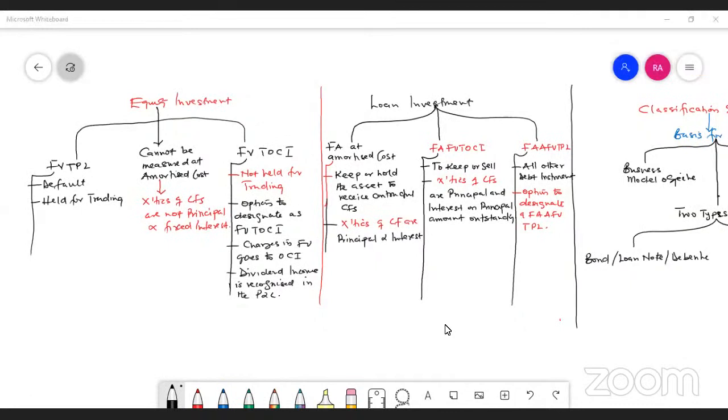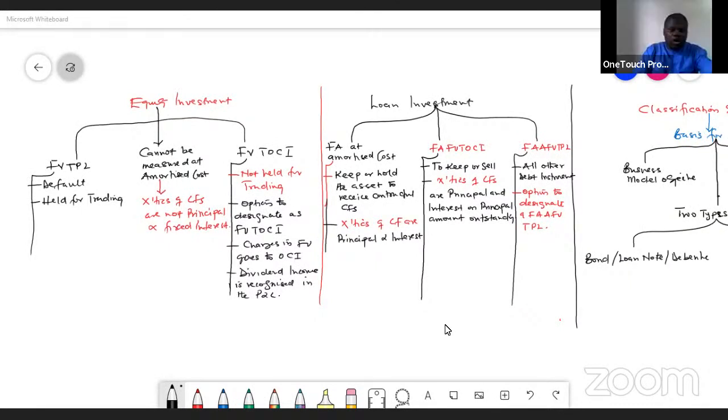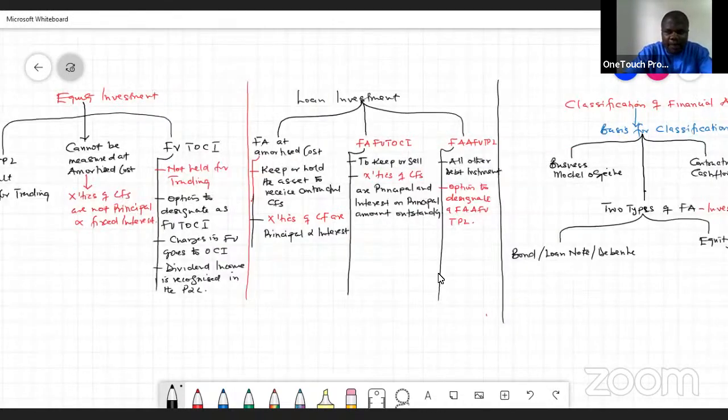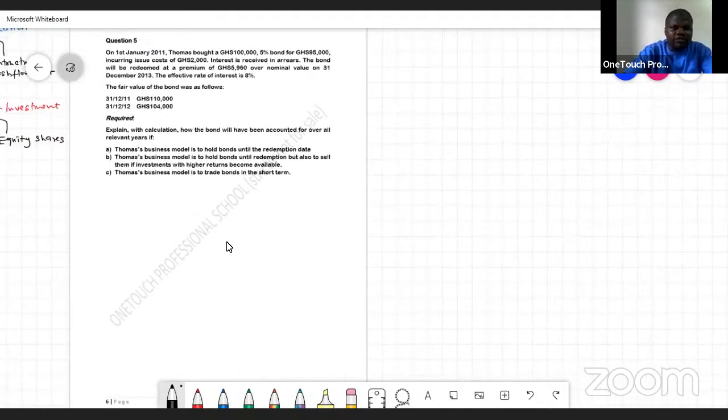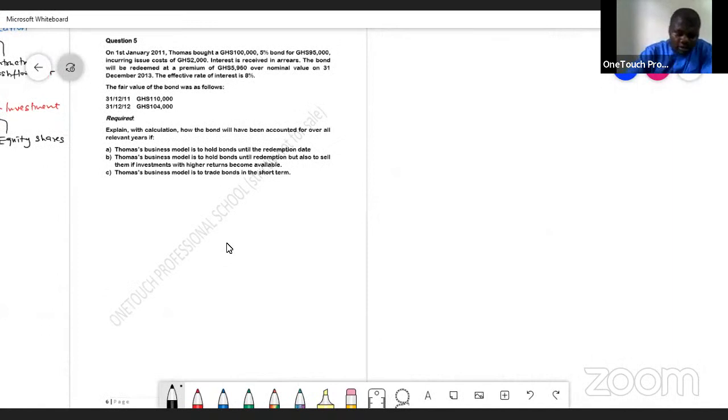Okay, now let's move to solve question 5. This is part 2 of the questions. We've done part 1, question 1 to 4. So question 5. On 1st January 2011, Thomas bought 100,000.